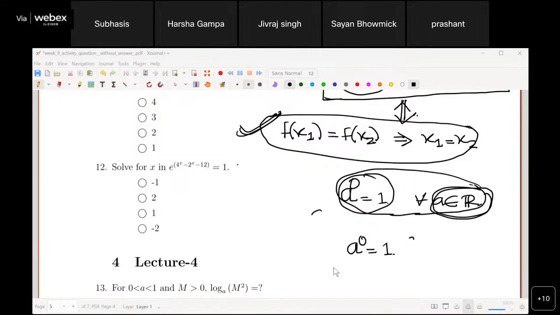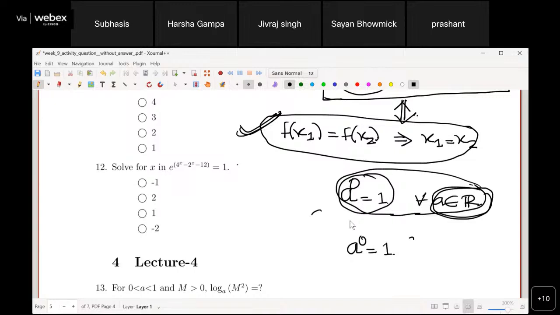0 power 0 is not 1. Sir, 0 power 0 is 1. Okay, what is actually defined in the lecture? Is there anything sir defined in the lecture? Whether sir discussed anything about what 0 power 0 is? No, sir, I have checked on a scientific calculator just now. Okay, scientific calculator.